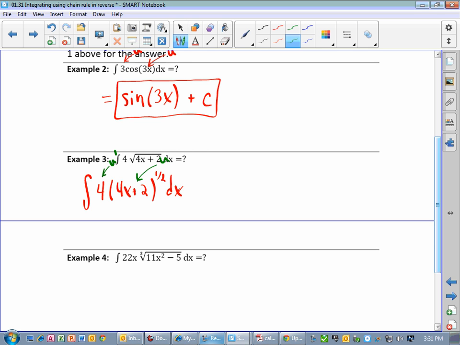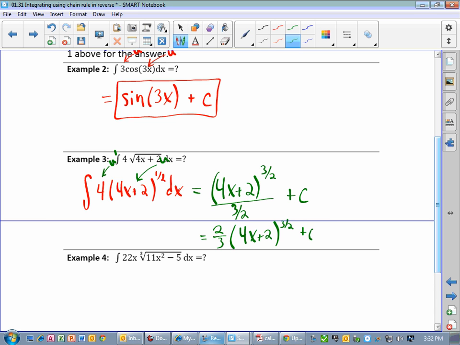And so the integral of u to the 1/2 would give us u, so that same thing, 4x plus 2 to the what power? We add 1. Remember, we add 1 to the exponent, so 3/2. We divide by that same exponent. Put plus c. So we're divided by 3/2, so that's the same as 2/3 times 4x plus 2 to the 3/2 plus c.